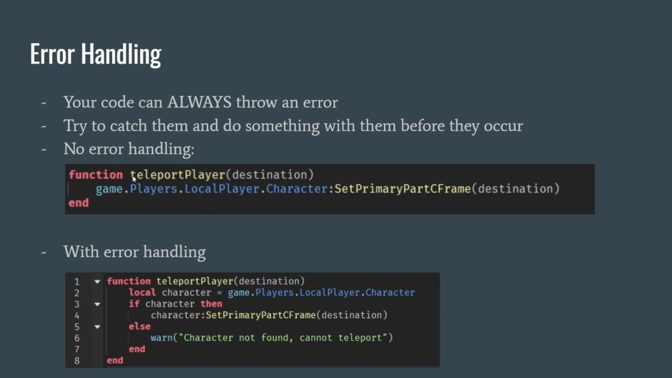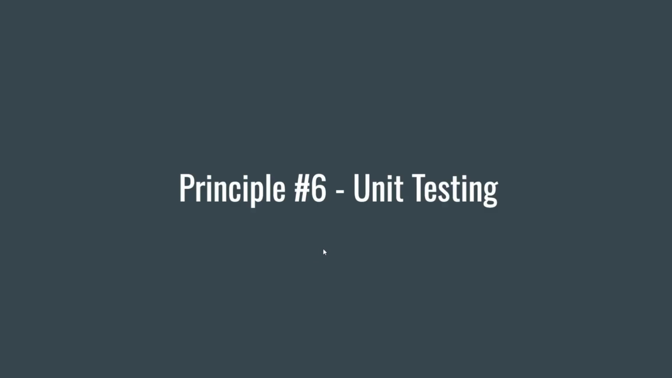So this is something that you want to do, error handling. Just make sure that, because in here, this character may not have been loaded yet. So if you make sure the character exists, we're saying if the character, then do whatever you want to do. And if the character doesn't exist, then we throw a warning. So this is a better way to code.